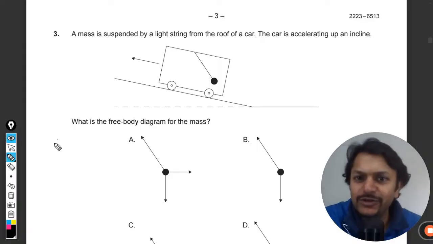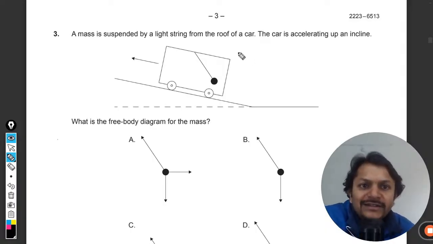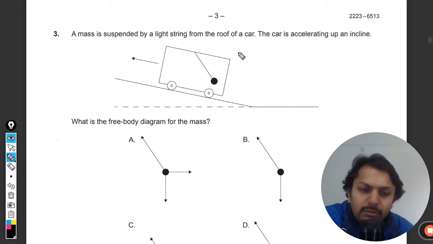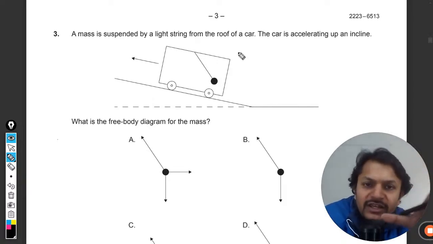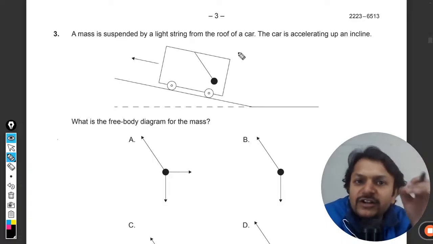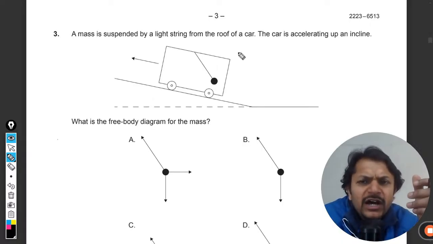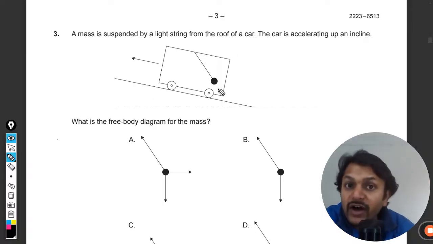Okay, dear student, let us see what is there in this question. A mass is suspended by a light string from the roof of a car, and the car is accelerating up an incline. What is the free body diagram for the mass? So, my dear student, there is a concept involved here, so you have to be very careful when I'm teaching this. This is the first time that I am looking forward to this kind of question because this is related with pseudo force, and usually these kinds of questions are not there in IB, but this time they have asked.